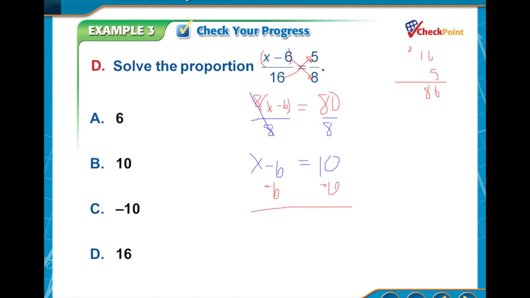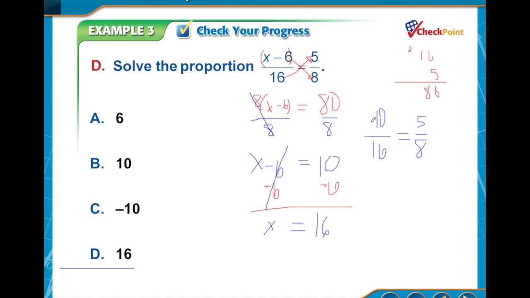So, with one final step, our 6's go away. They cancel each other out. We get just x. And that's equal to 10 plus 6, which we all can agree is 16. So x has to be 16 for this to be true. And we could double check that if we wanted to. So 16 minus 6 is 10 over 16. Is that equal to 5 over 8?